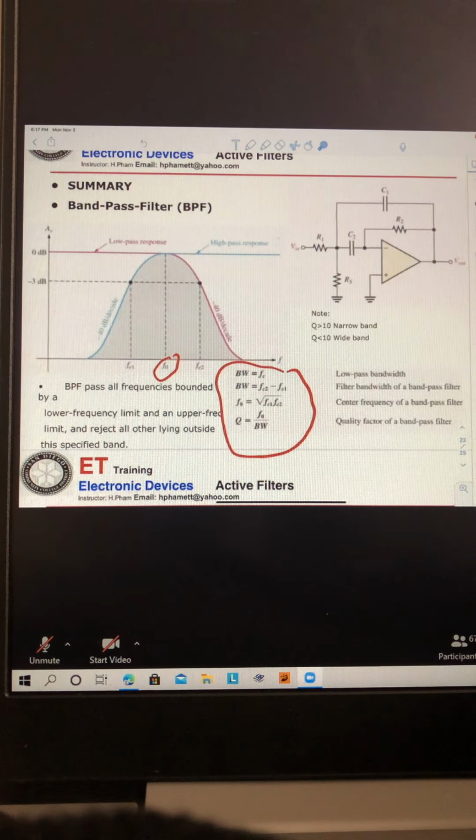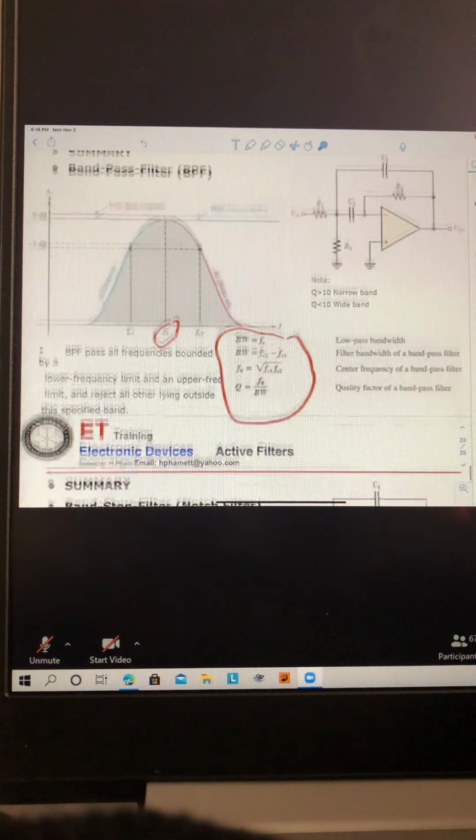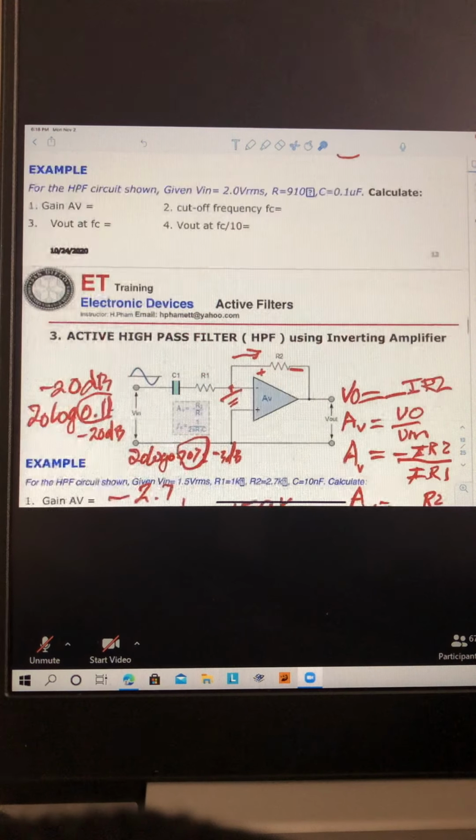If they want the bandwidth, then the bandwidth will be equal to FC2 minus FC1. If they want to calculate the quality Q, that means how good the filter is, it equals F0 divided by the bandwidth. Okay? Any question? Anything?